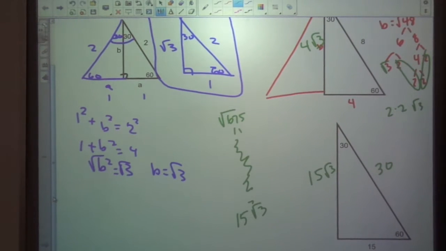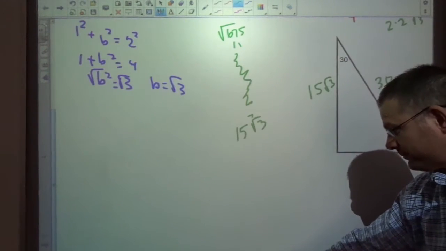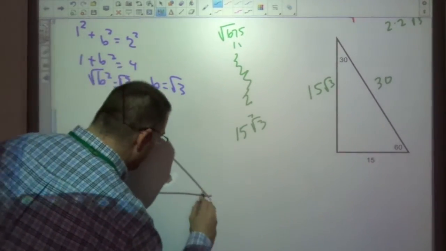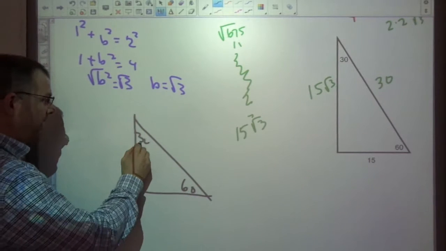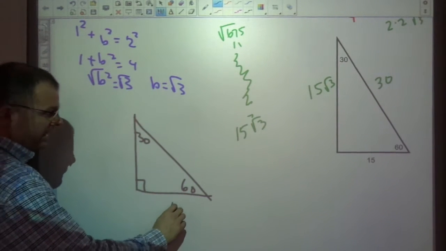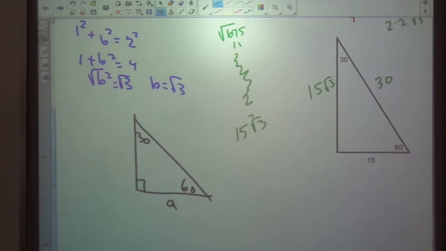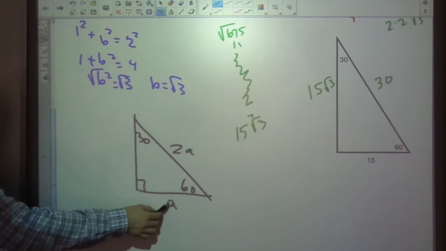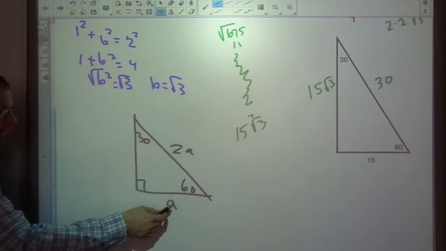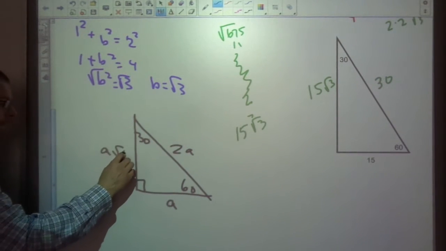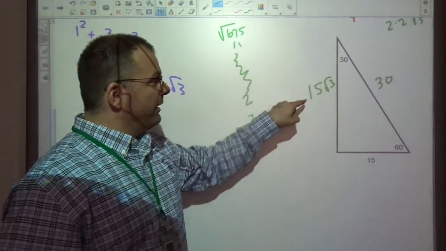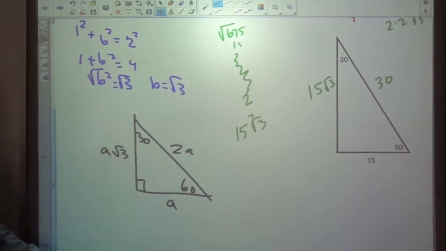So we have this special triangle that has, every time we have, here's my 60, my 30. Let's say this is A, that's my short leg. The hypotenuse is always going to be double that, so that's 2A. And the long leg is always going to be whatever this length is times the square root of 3. So if we have 15 here, double, and then 15 times square root of 3.